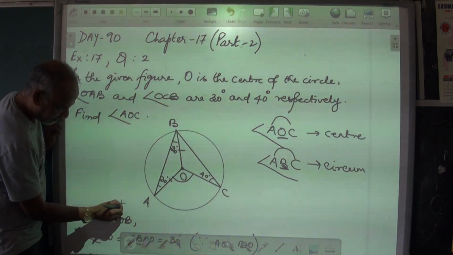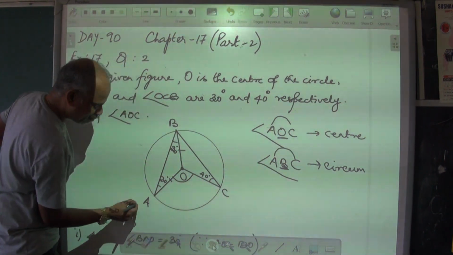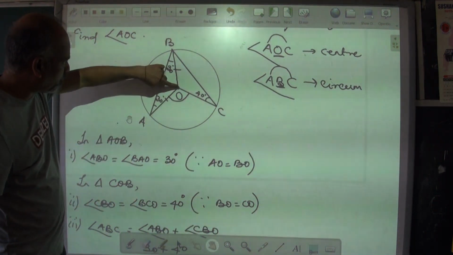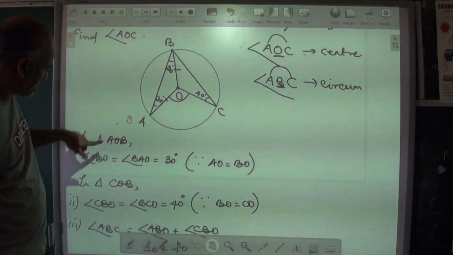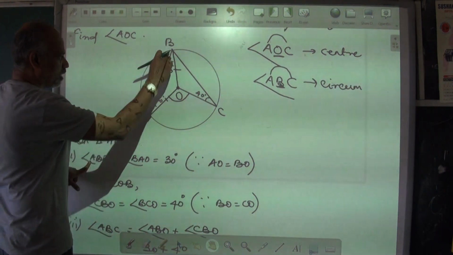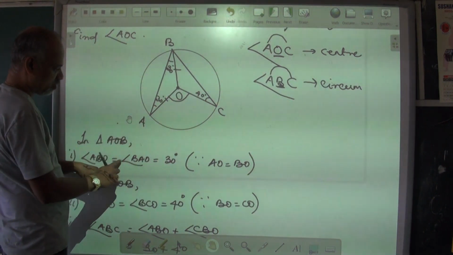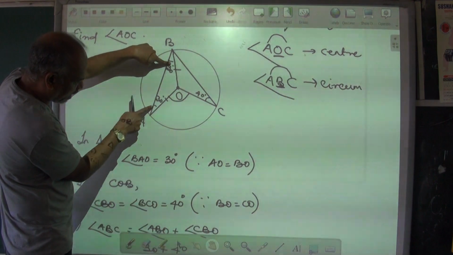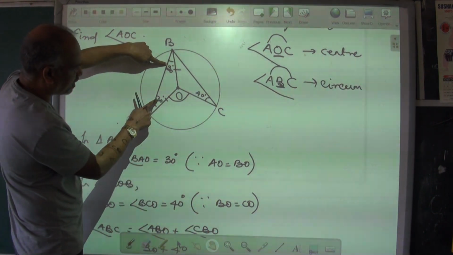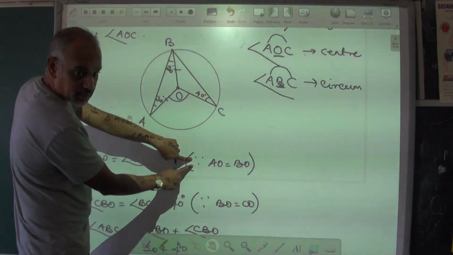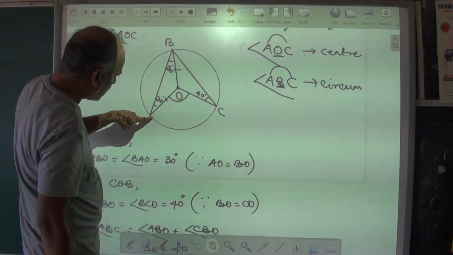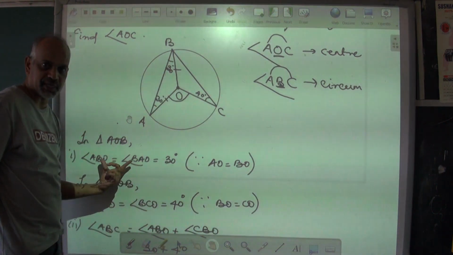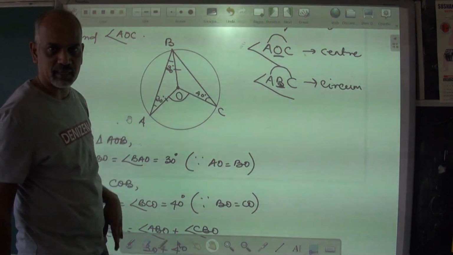I have written the first one. In triangle AOB, this is the triangle which we took, angle ABO is equal to angle BAO. These two angles must be equal. Both must be equal to 30 degrees. The reason: since AO and BO are equal, two sides are equal, which means two angles also must be equal. That's for the first triangle.